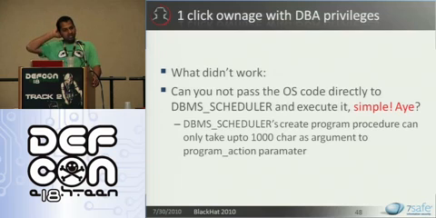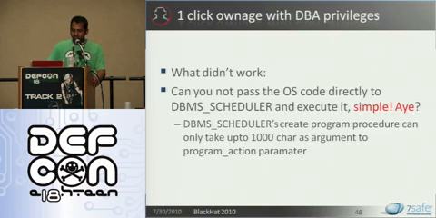If you remember, with DBA permissions we were executing code by calling DBMS scheduler. Now the problem was, when we ran DBMS scheduler, can we not pass the entire thing as an argument? Well, it would have made my life very easy had that worked, but it didn't. That's because DBMS scheduler creates a program procedure, which we are calling, and it can only take up to 1,000 characters as input, so that did not work.